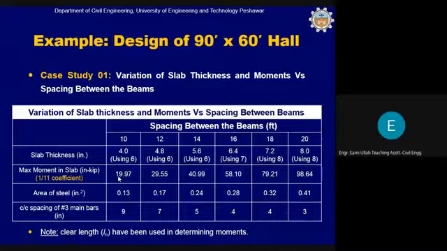If you look at the next slide, this one. So from 10 feet, when we reduce the spacing to 5 feet, there is a substantial decrease in the slab and the beam bending moments and the beam reinforcement. Though there will be no change in the slab thickness and the slab reinforcement.